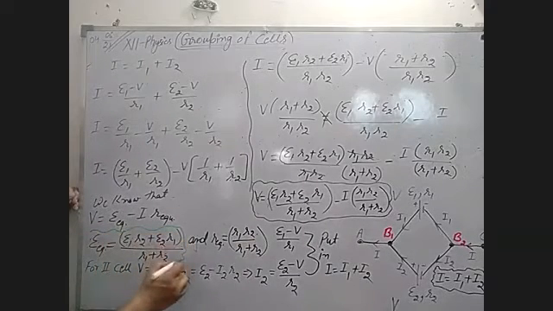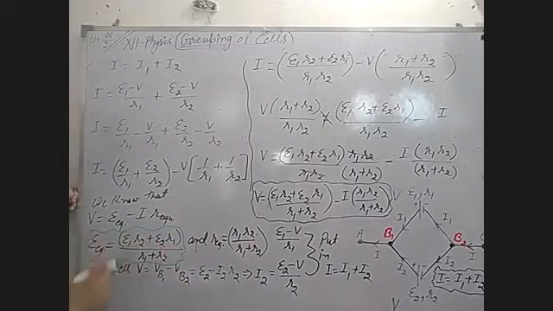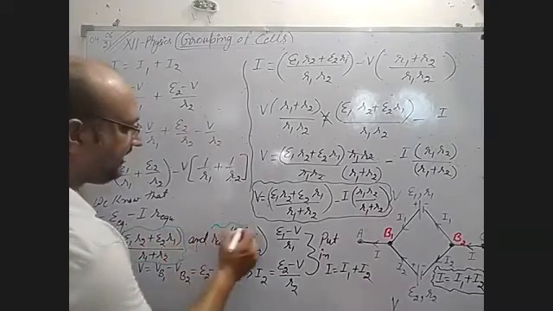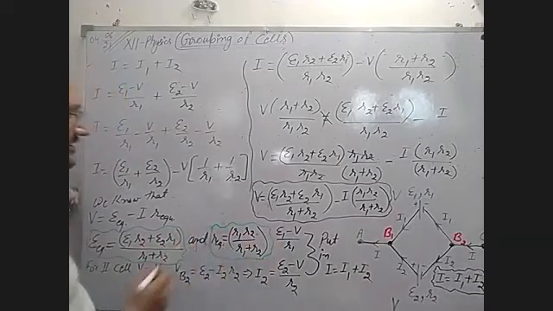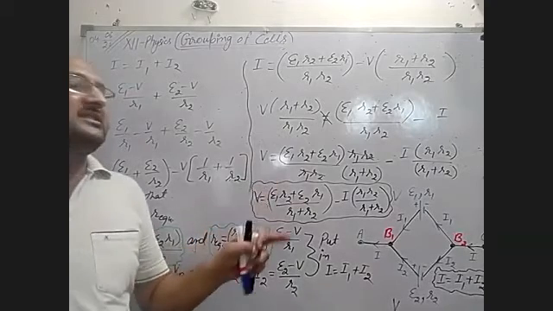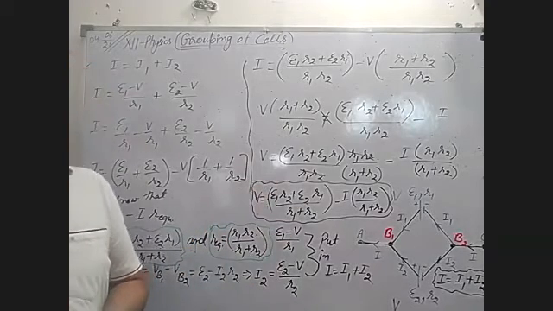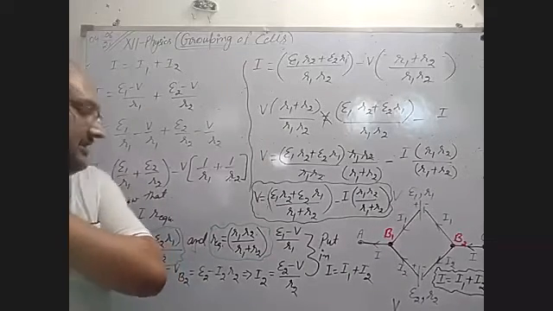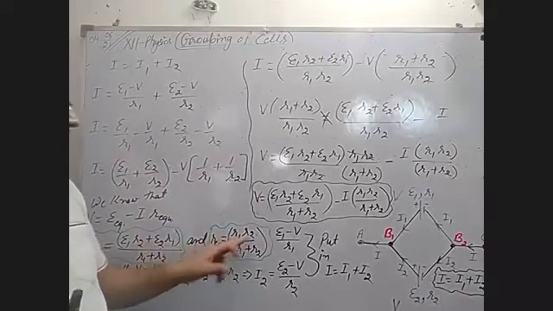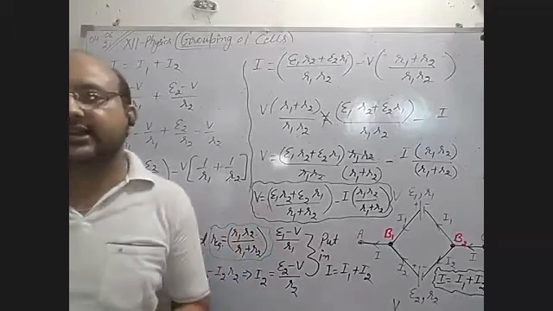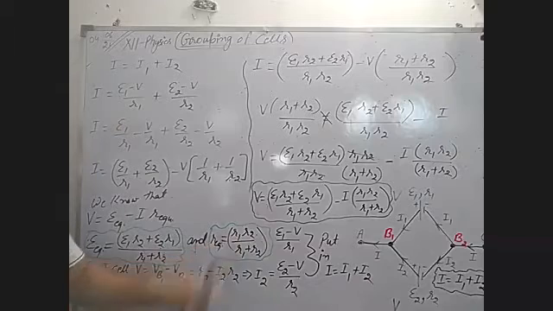In parallel combination, EMF equivalent can be calculated by this formula: E1 R2 plus E2 R1 upon R1 plus R2. And if you want to calculate internal resistance equivalent, then you have to add these resistances in parallel. You know the law of combination of parallel resistors. This is the same thing: R1 R2 upon R1 plus R2. You can calculate the internal resistance equivalent by this formula.